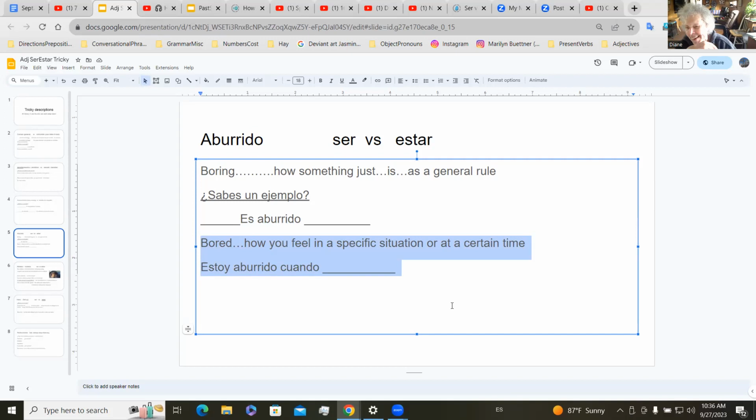Ella es aburrida. Aburrida. Está aburrida. She is bored. Ella está aburrida cuando mira los partidos por la tele. Sí. La tele. Y realmente, Marcos, sí, de verdad estoy de acuerdo. I really have to agree. Sí, las películas de Hallmark.